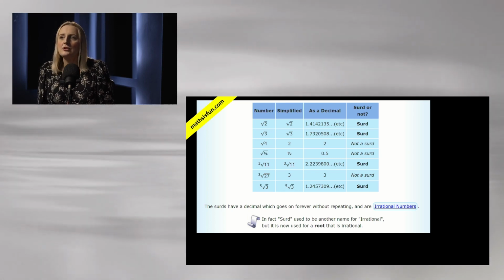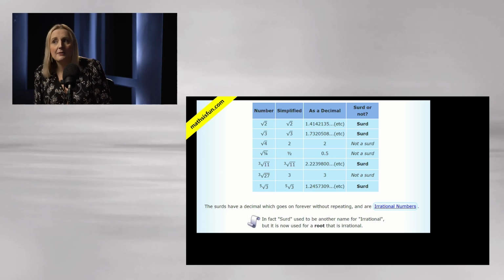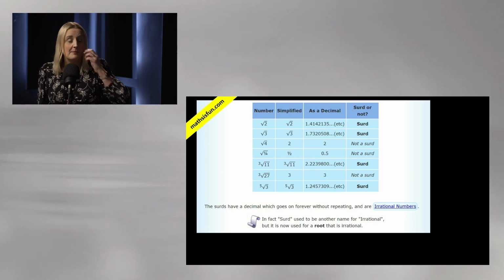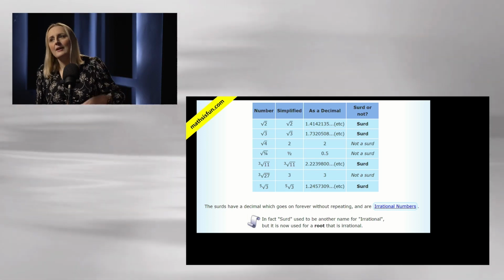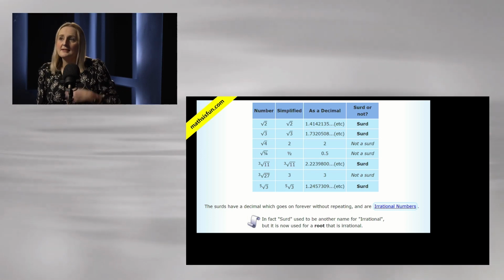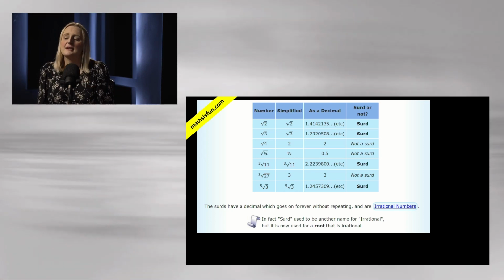In fact, surd used to be used for irrational, but now it's used for roots that are irrational. So that's just confirming what I've been saying about how that word has changed over time. Surds have a decimal which goes on forever without repeating and are irrational numbers.